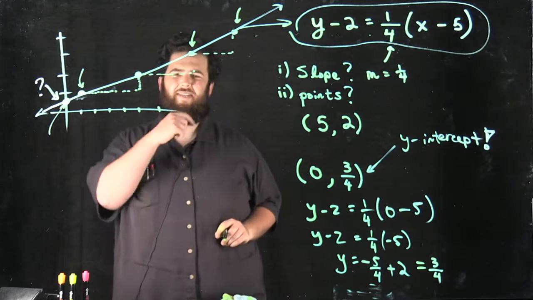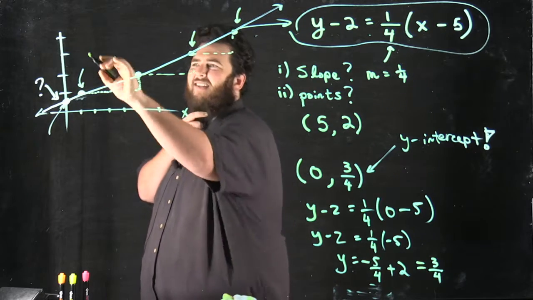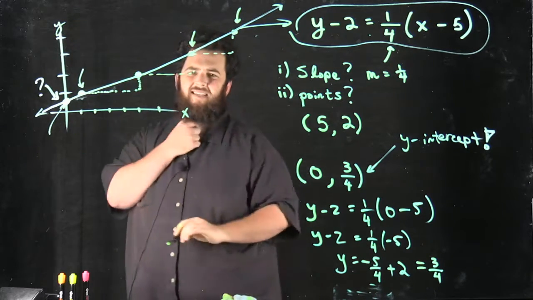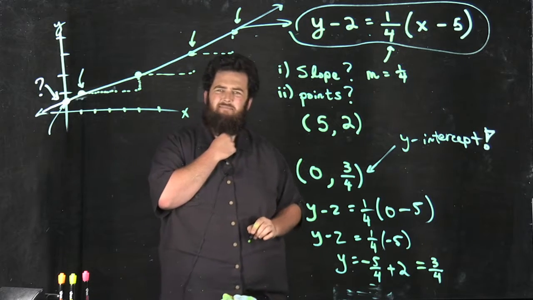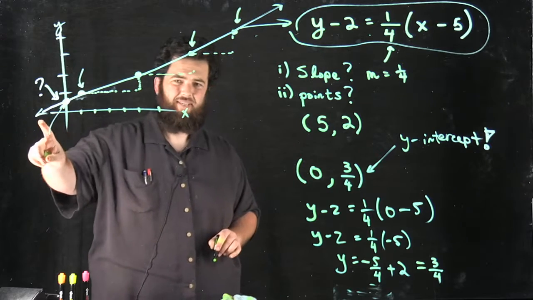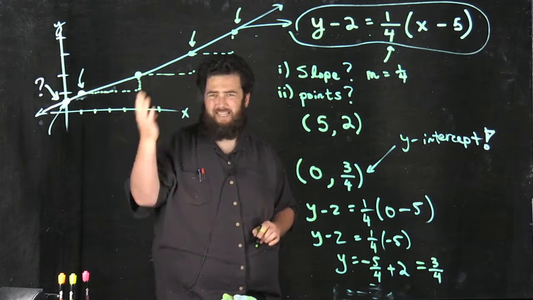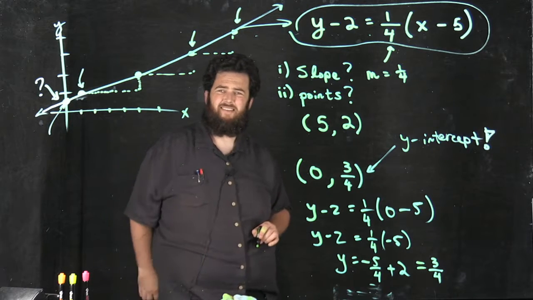Now, does this line cross the x-axis? This one is the x-axis here. Well, I'll tell you what. It looks like it is going to over here, but I can't be sure. So, is there a way that I could tell if it does cross the x-axis?